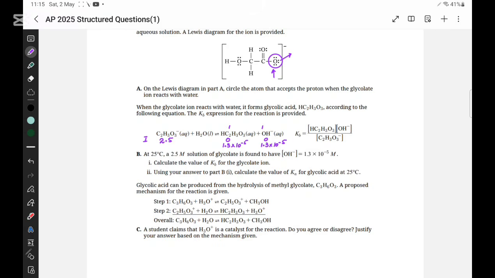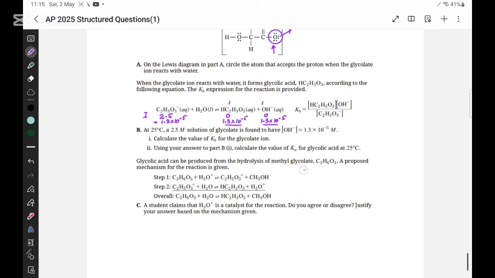And if we are going to find out how much C2H3O3 minus is present at the equilibrium, if they are producing 1.3 times 10 to the power minus 5, then the change is also going to be 1.3 times 10 to the power minus 5. So at equilibrium, we need to put minus there because that is a reactant. So at equilibrium, the concentration of C2H3O3 minus is going to be 2.5 minus 1.3 times 10 to the power minus 5.